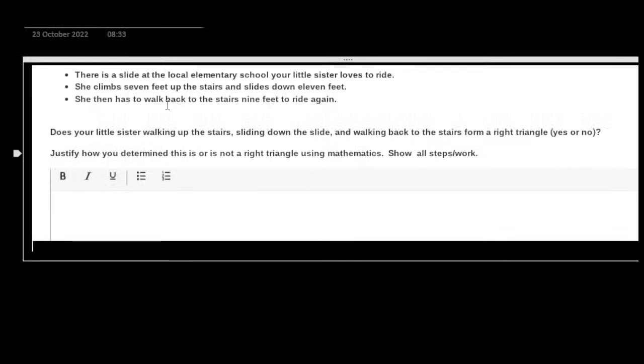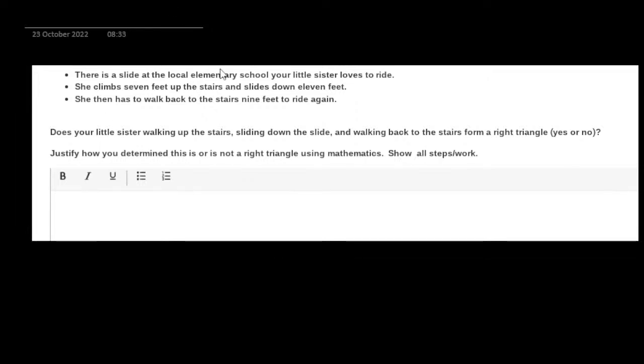Now the next question is, there is a slide at the local elementary school. Your little sister loves to ride. She climbs 7 feet up the stair and slides down 11 feet. So 7 feet up and then slide down, this is 11 feet. She then has to walk back to the stair 9 feet to ride again.